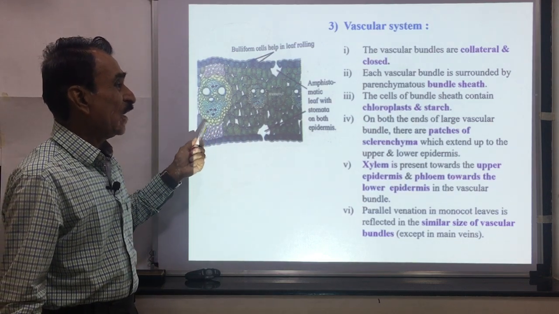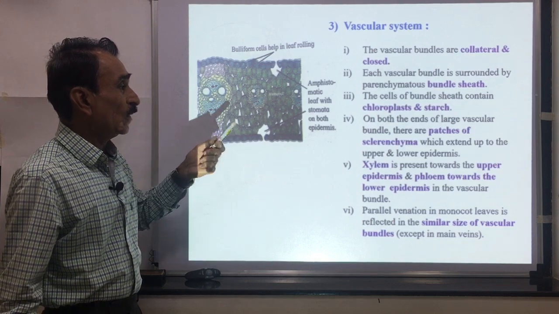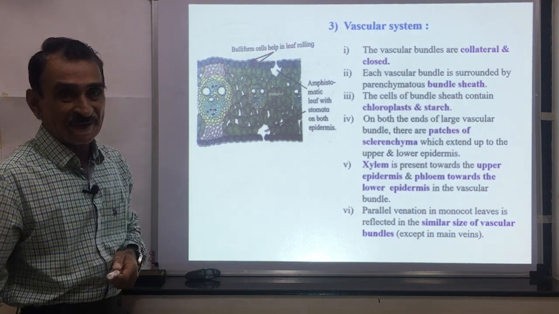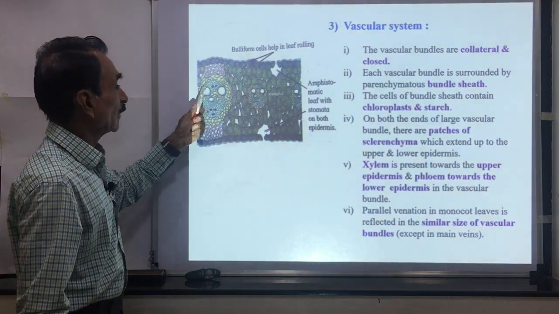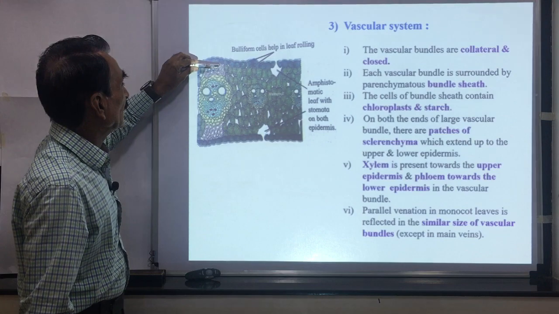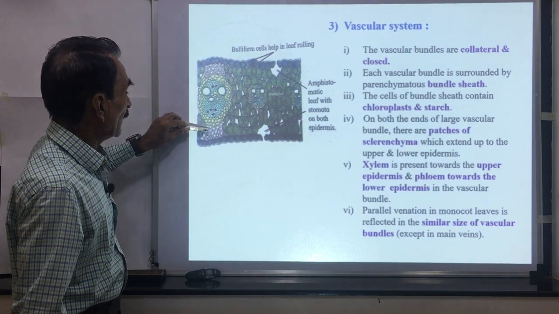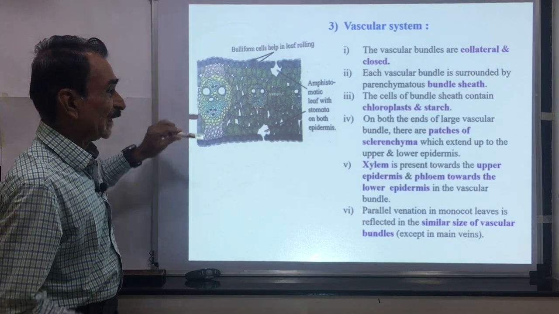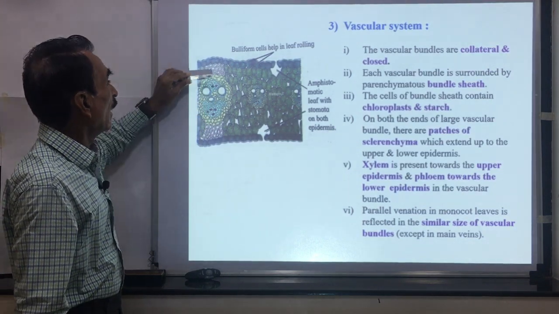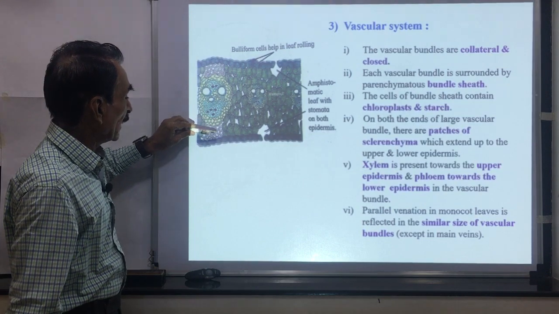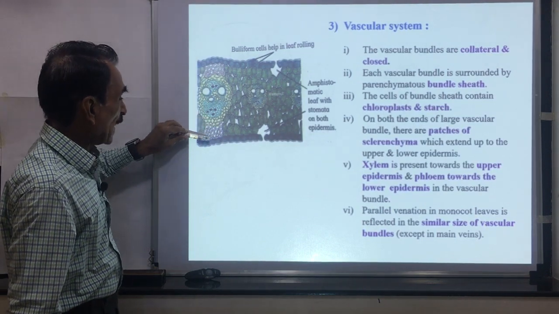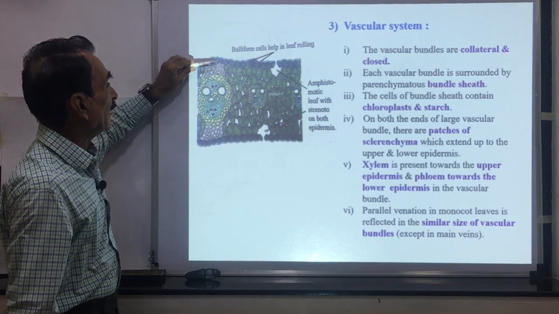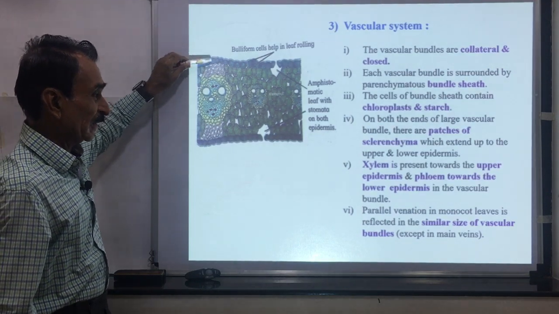Here you can see that on both the ends of large vascular bundles there are patches of sclerenchyma. You can see this is a vascular bundle. This is a patch of sclerenchyma. On both the ends there are patches of sclerenchyma which extend up to the upper epidermis and the lower epidermis. This patch of sclerenchyma extends up to the lower epidermis, and this patch extends up to the upper epidermis.